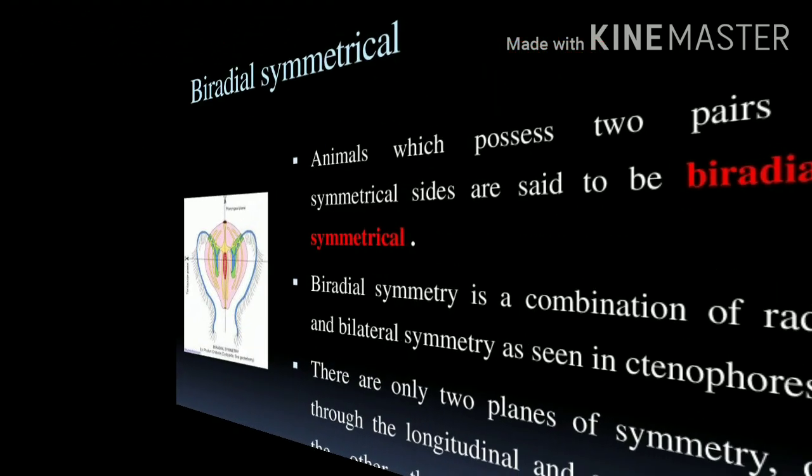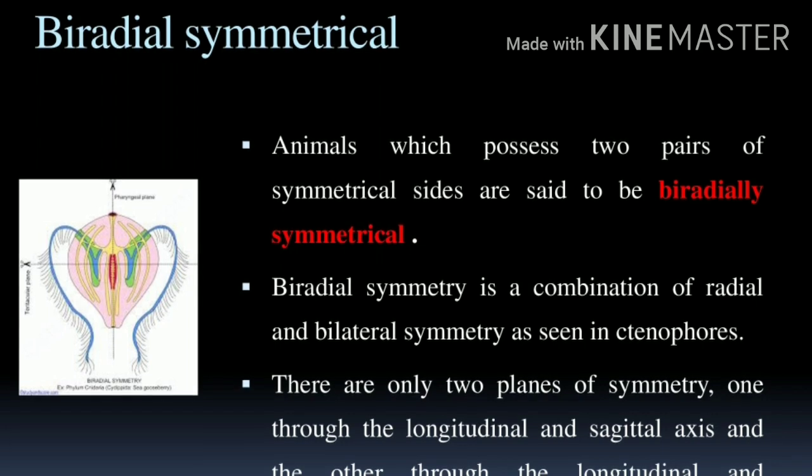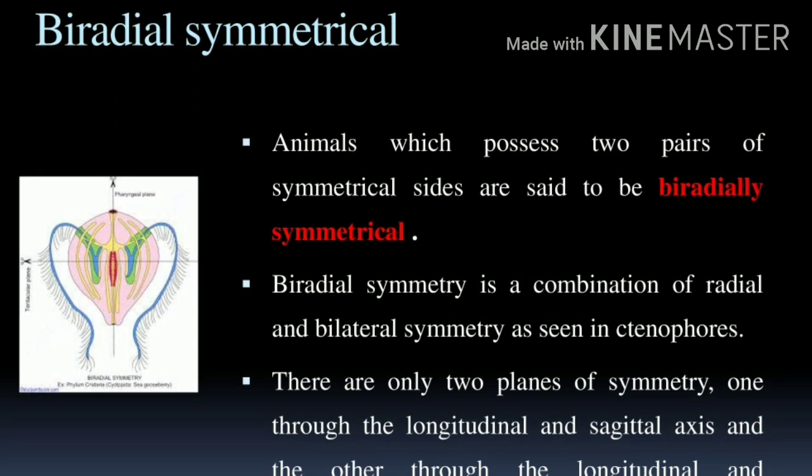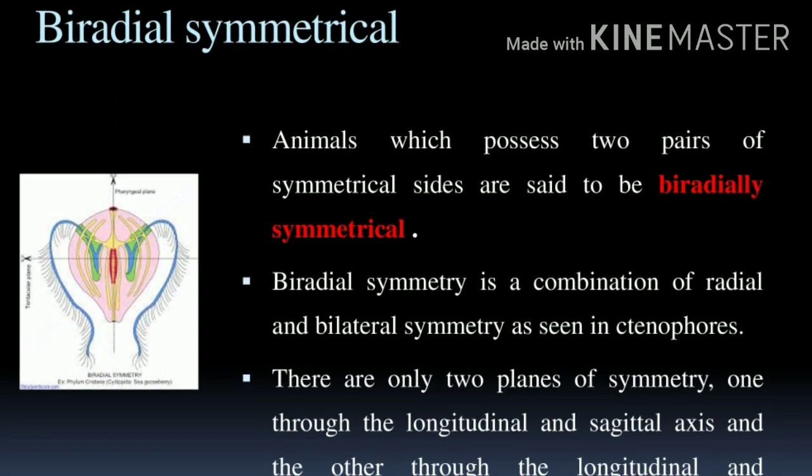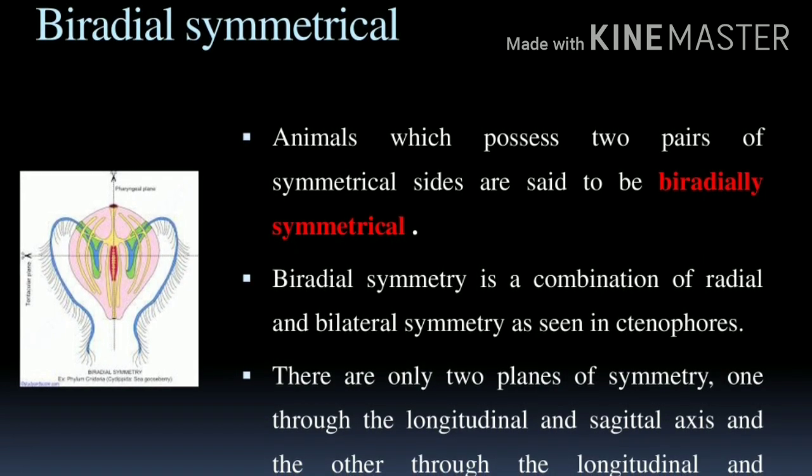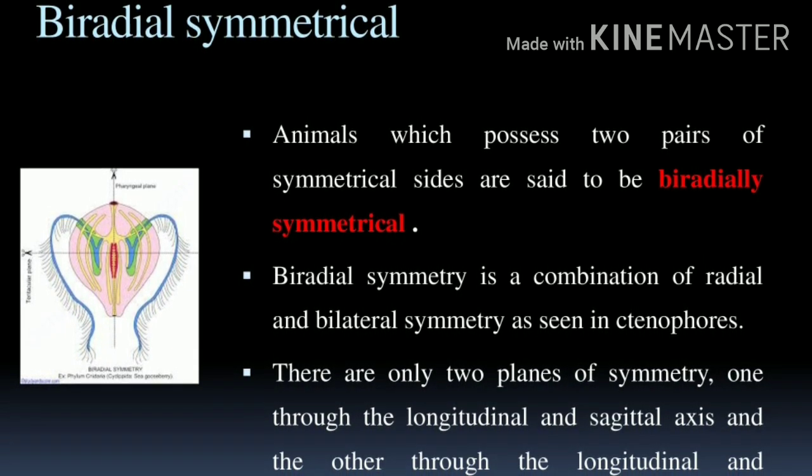Can you understand? Next is biradial symmetry. What is bi? Bi means two pairs, two. We cut in two ways, getting two pairs of symmetrical halves.